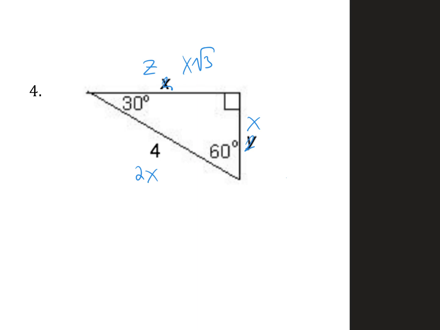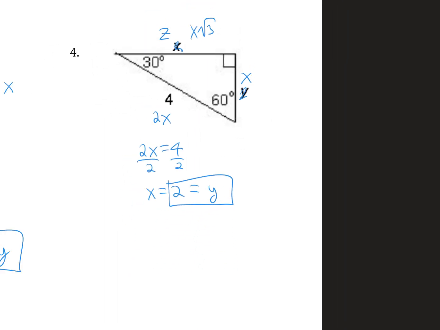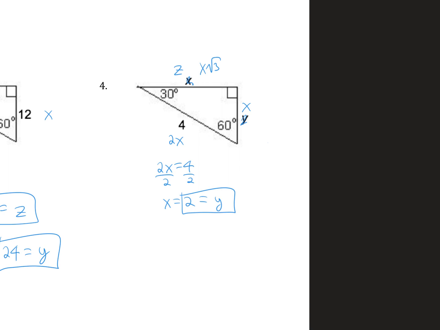What side did they give us? Well, they gave us 4, so we know 2x equals 4. Divide by 2, we get x equals 2. And that equals y, right? So y equals 2. All right, and the last one we need is z. And so x square root of 3 is z. And if x equals 2, it's going to be 2 square root of 3, which equals z.